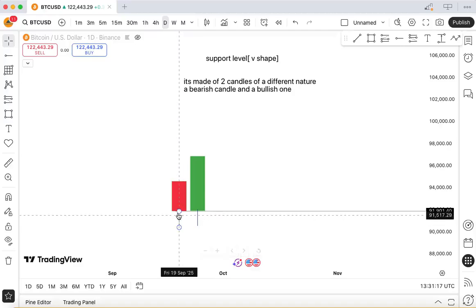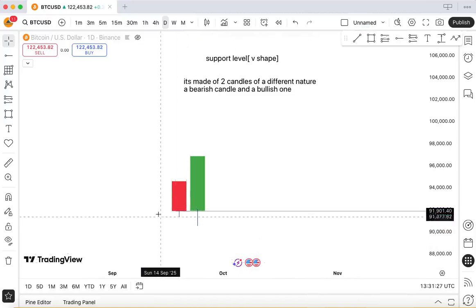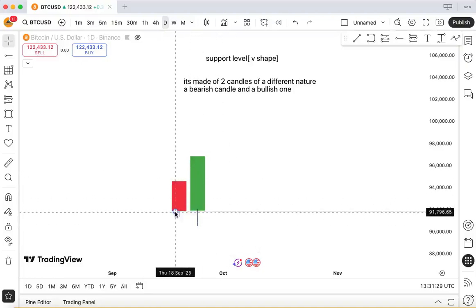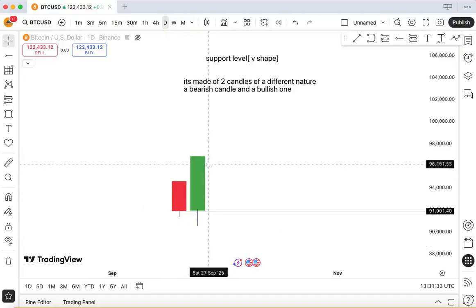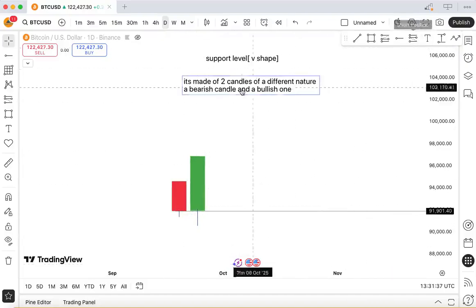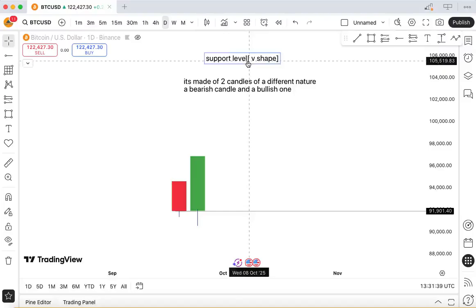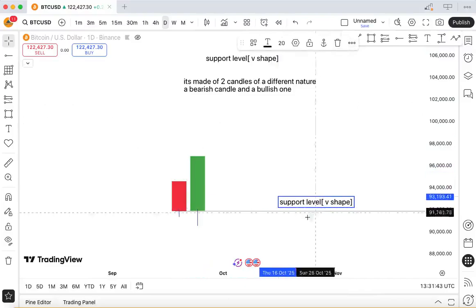So where they do make a level, we don't care about the wicks. Is this long? No problem. Is it short? No problem. Is there a wick? No problem. We don't care. Are you seeing a bearish candle? Yes, I'm seeing it. Are you seeing a bullish one? Yes, I'm seeing it. Mark that level and say, okay, this is a support level or a V-shape.